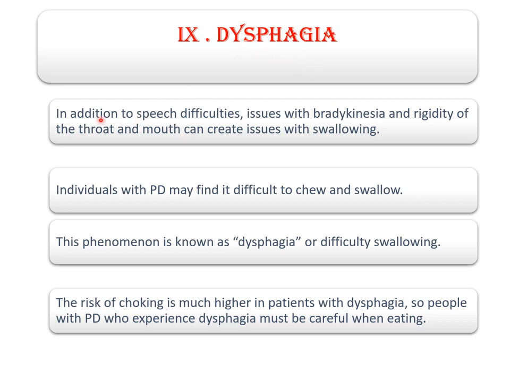Then dysphagia. In addition to speech difficulties, bradykinesia and rigidity of the throat and mouth can create issues with swallowing. Individuals with Parkinson's disease may find it difficult to chew and swallow. This phenomenon is known as dysphagia, or difficulty in swallowing. The risk of choking is much higher in patients with dysphagia. So, people with Parkinson's disease who experience dysphagia must be careful when eating.